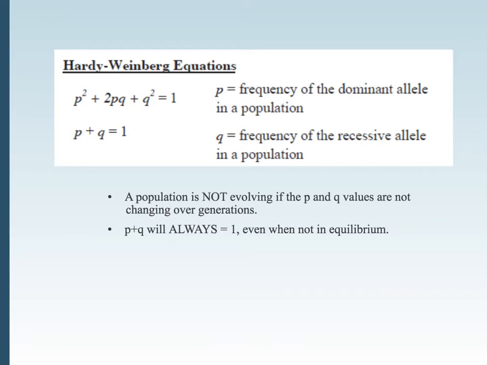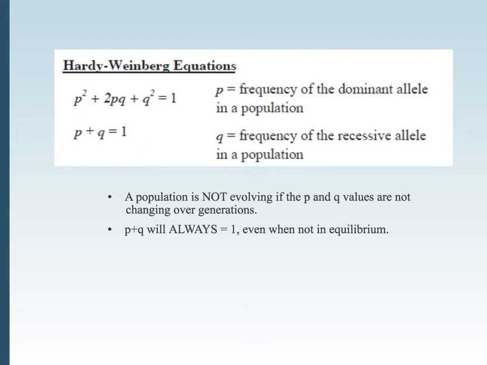Now, what I want you to understand is that no matter what, p plus q is always going to equal 1. It's a frequency. That's like saying I have a deck of 52 cards. Every single one of them is red or black. And so if I add up the proportion of my red ones to the proportion of my black ones, I'm going to have 100% of my cards. It's not like all of a sudden there's a blue card in there somewhere that allows us to not have p plus q equal 1. So I don't care whether the population is in equilibrium or it isn't. p plus q must always equal 1.